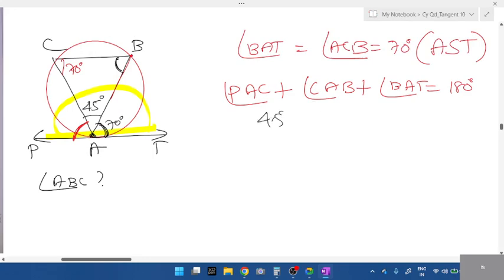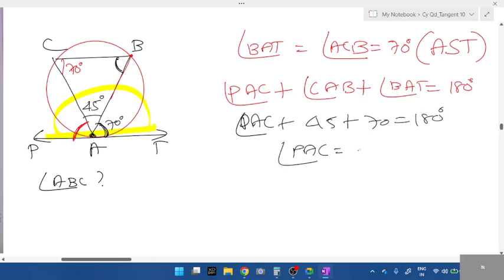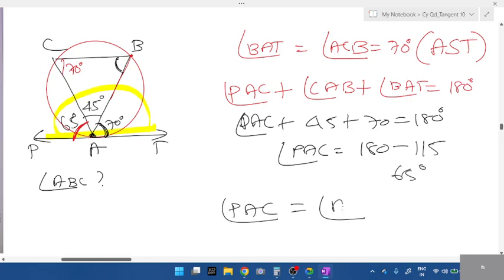Right? So 45, and PAC is missing. Angle PAC plus 45 plus 70 is equal to 180. Angle PAC is equal to 180 minus 45 plus 70 again. The answer is 60. If this is 65, you relate that with angle B. Yes, alternate segment theorem. PAC, alternate segment theorem, ABC is equal to 65.